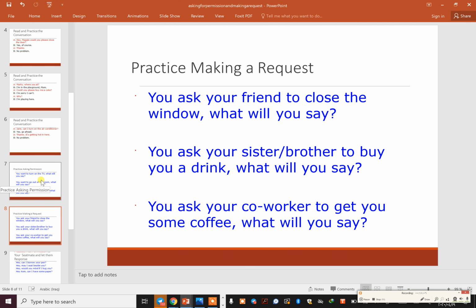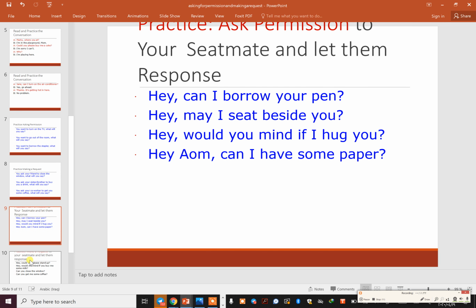For making a request, you ask your friend to close the window. What will you say? This is your friend, so what do you use? Can you please close the window? You ask your sister or brother to buy you a drink. We can ask, can you buy a drink for me? So this is a typical question on how to make a request.